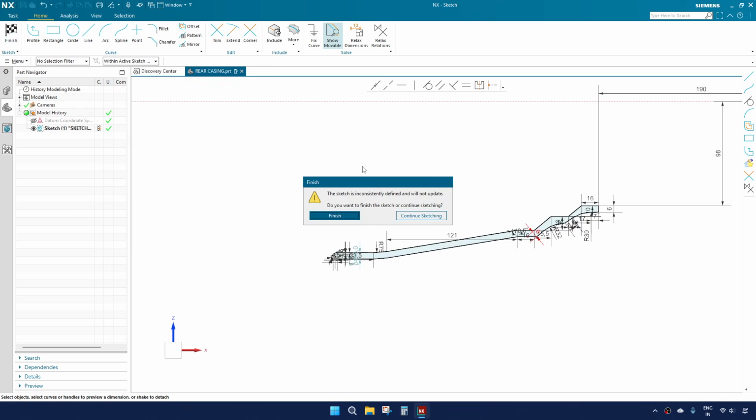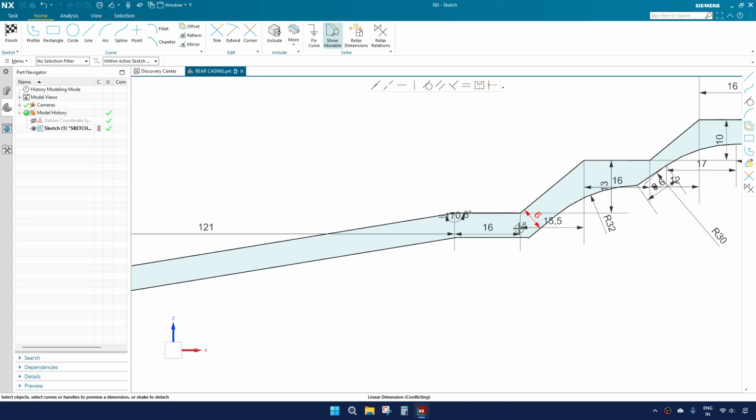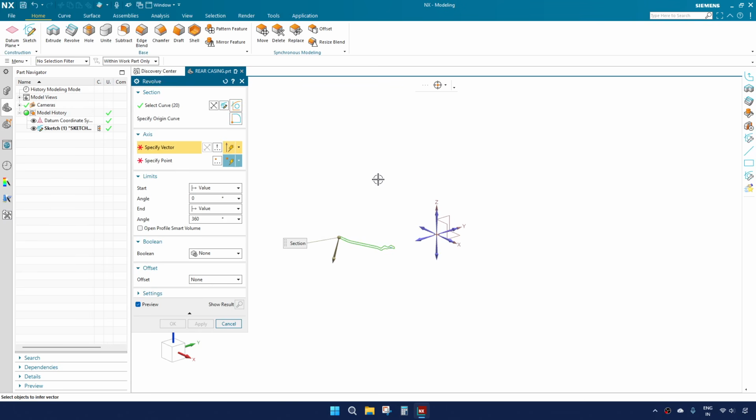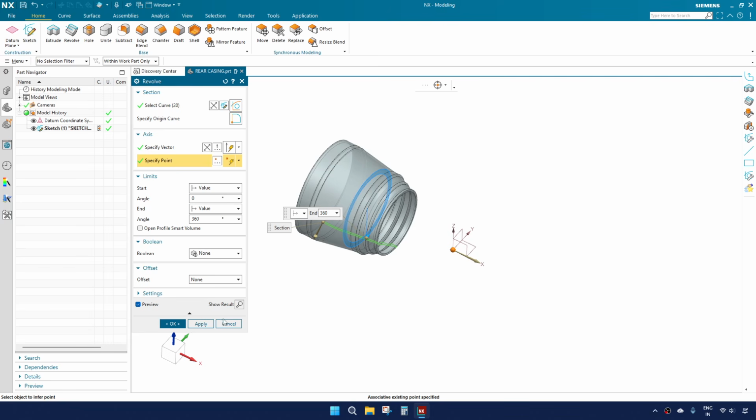Exit from the sketch. Now the sketch is fully defined. I'll exit from the sketch. I'll take this as my rotating axis. Give OK.